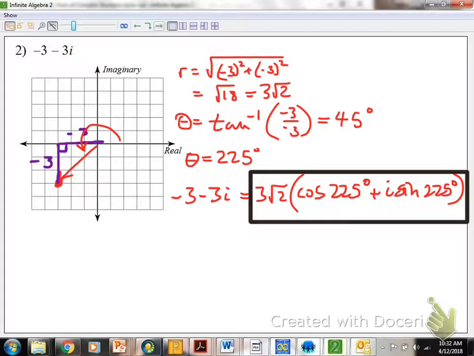And that is the polar form of that complex number. If we wanted to write it in radians, you could. 225 degrees is 5 pi over 4. We're going to be doing radians quite a bit when we start actually applying this. We're learning this skill for a reason.